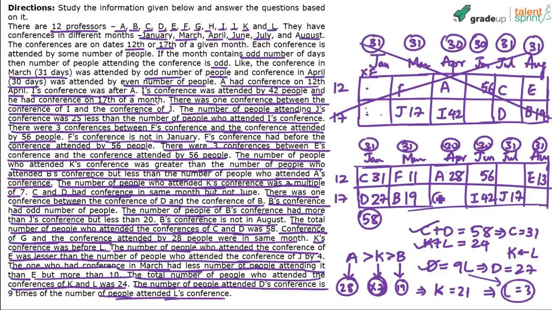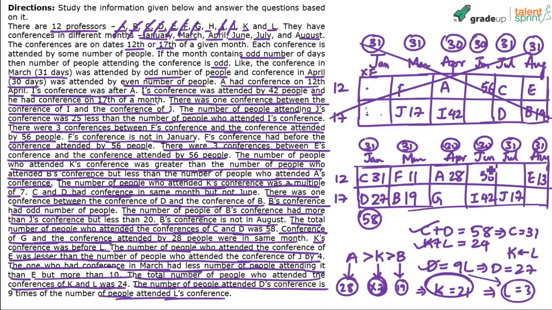With respect to persons, we have got A, B, C, D, E, F, G. A, B, C, D, E, F, G are done. And I think I and J are also done. The only persons left out are H, K and L. We know that K is equal to 21. We know that L is equal to 3.